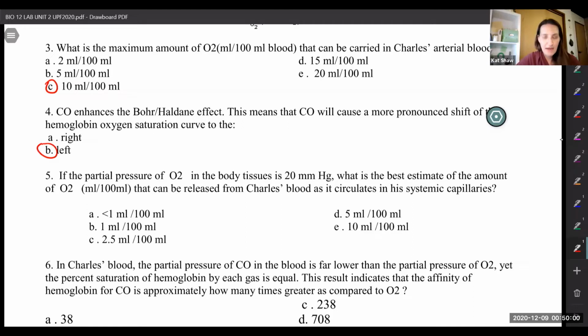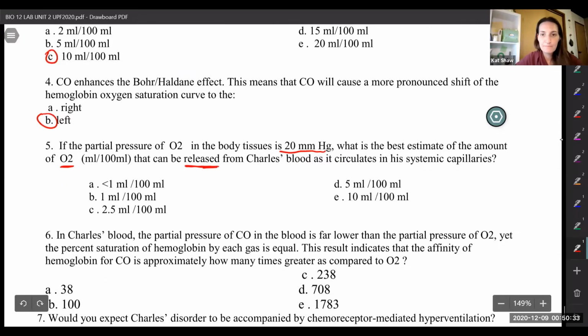Okay, so question number 5. If the partial pressure for oxygen in the body tissues is 20 millimeters of mercury, what is the best estimate of the amount of oxygen that can be released from Charles's blood as it circulates through his systemic capillaries? So we want to know how much oxygen is being released to Charles's tissues, and we're saying his body tissues have a partial pressure of 20 millimeters of mercury for oxygen, right? So what was your estimate here in terms of the amount of oxygen that could be released based on his curve?